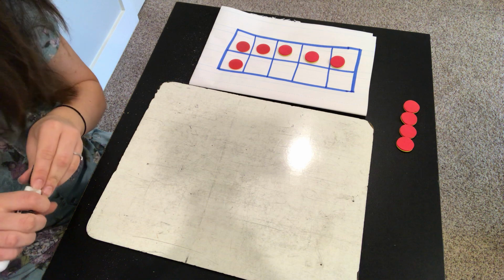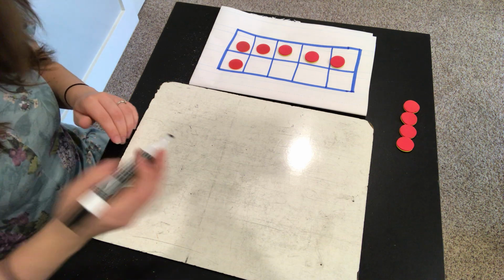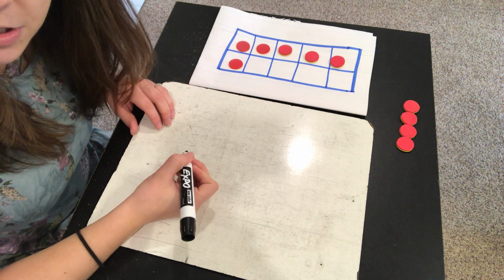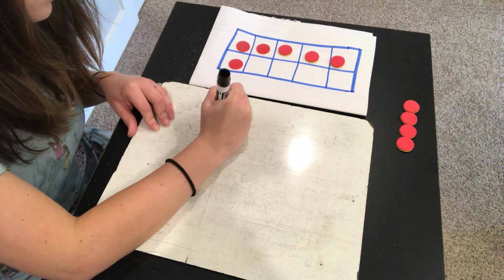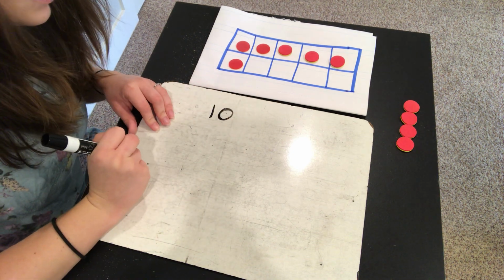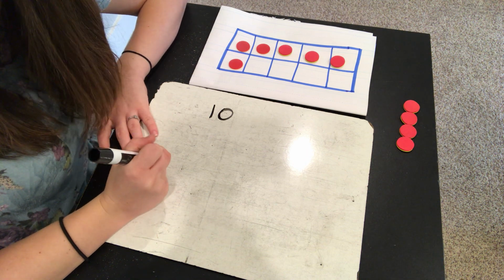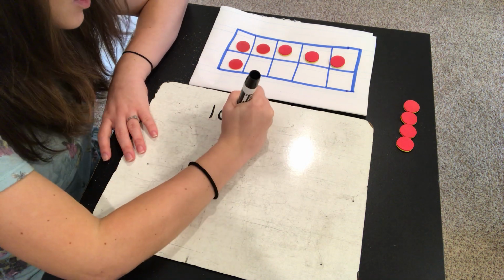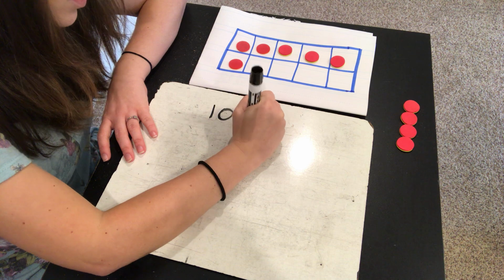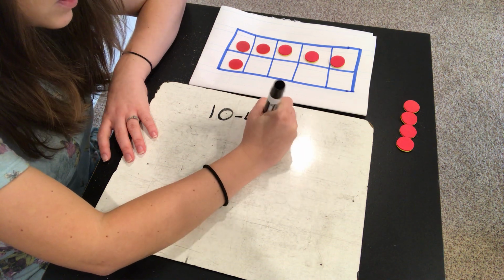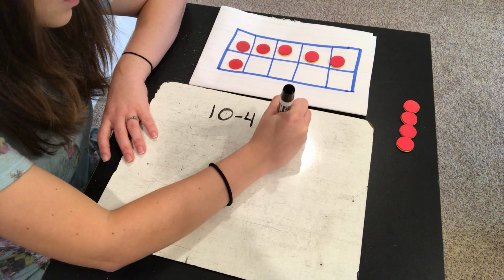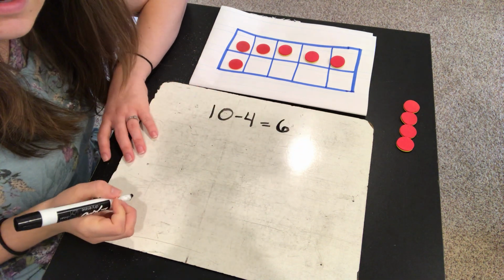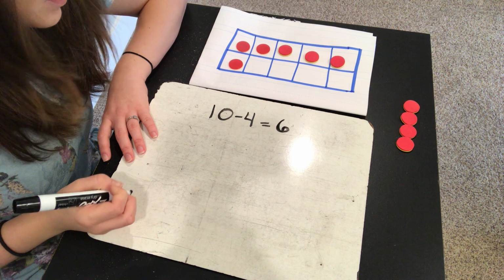Okay, so a number sentence for this problem. How many did I start with? How many oranges did Milo have? He had 10, so 10, and then he got rid of 4. He gave 4 away, so 10 minus 4 equals 6. 10 minus 4 equals 6.